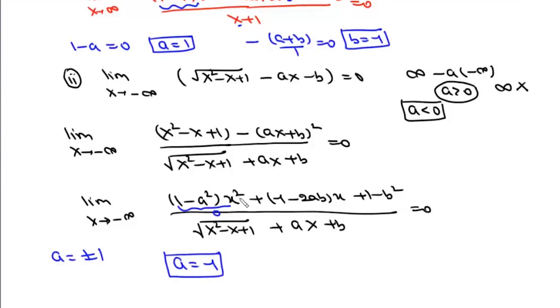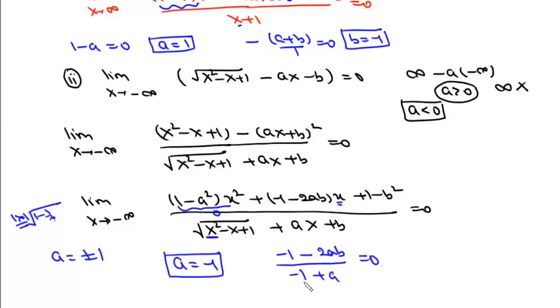Now once there is no x square, then the answer to this limit will be the coefficient of x. Now the coefficient of x in the numerator will be minus 1 minus 2ab upon, now here if we take x square common, then it will be mod x times 1 minus 1 upon x, and this mod x is minus x, so it will be minus 1 plus a, and it must be 0.